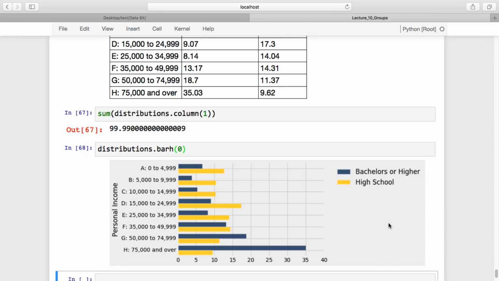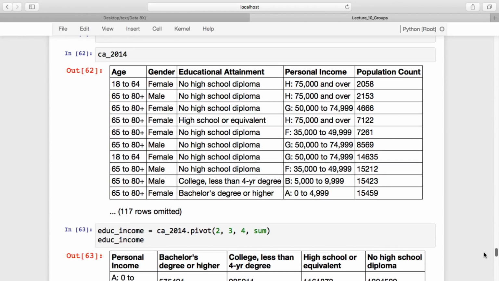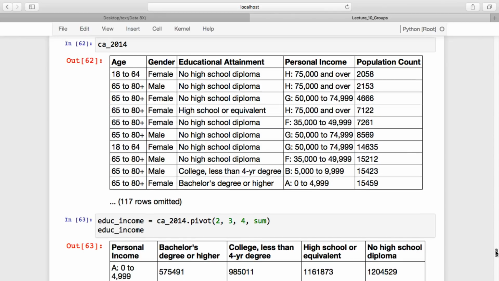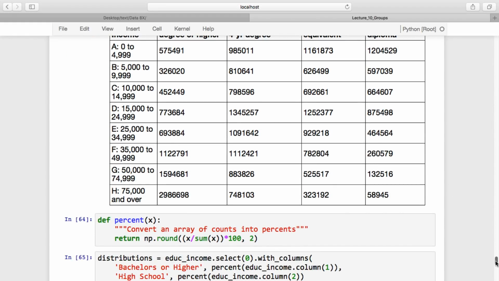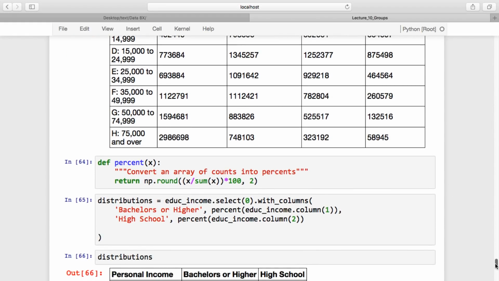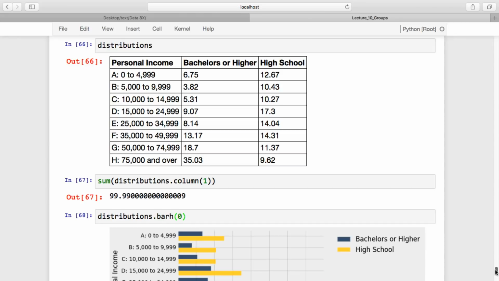What has happened in this analysis is not simply coming up with this conclusion, but the combination of different methods and steps that you have used to arrive at your answer. You started with a data set, you used pivot to cross-classify. You got columns of counts which were difficult to understand, so you converted them to percents using a function that you defined yourselves. You created a new table of percents, that is the distributions represented as percents, and then you visualized.